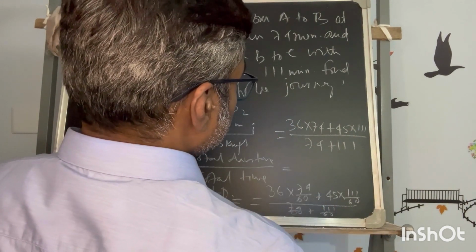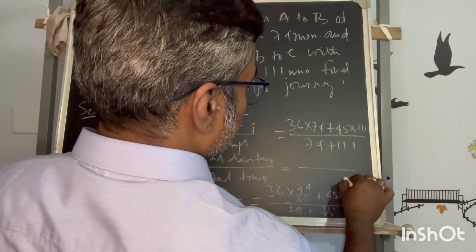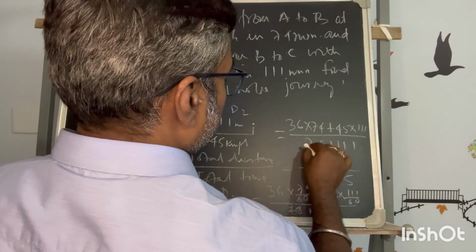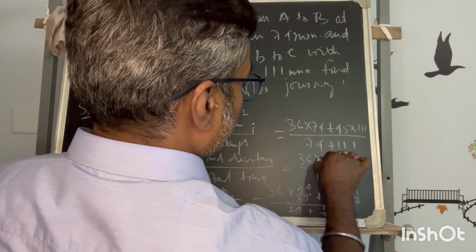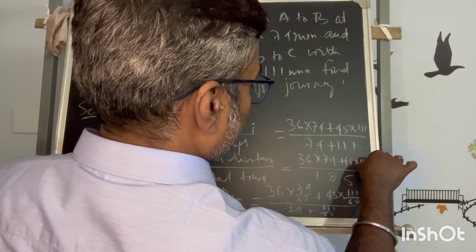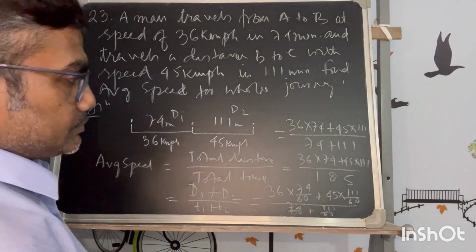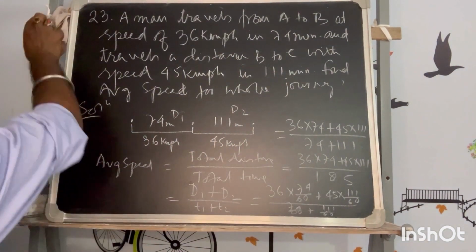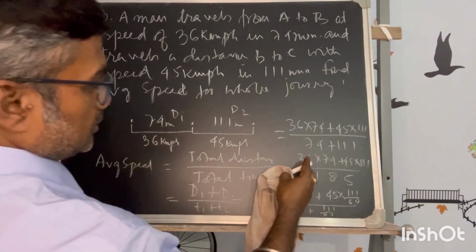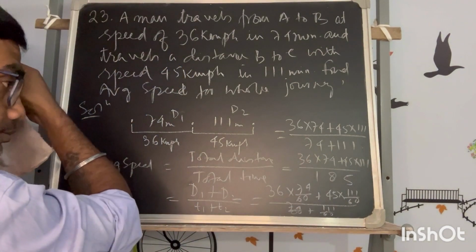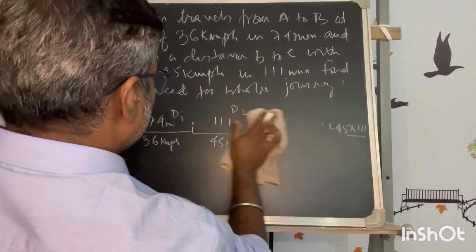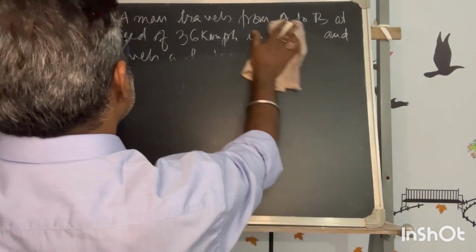Now this becomes 185, and the numerator is 36 into 74 plus 45 into 111. This is the case. Now you can solve it yourself. I am not going to solve it. You have to find the way so that you can solve it with minimum effort. But ultimately whatever result you find, that will be the average speed.